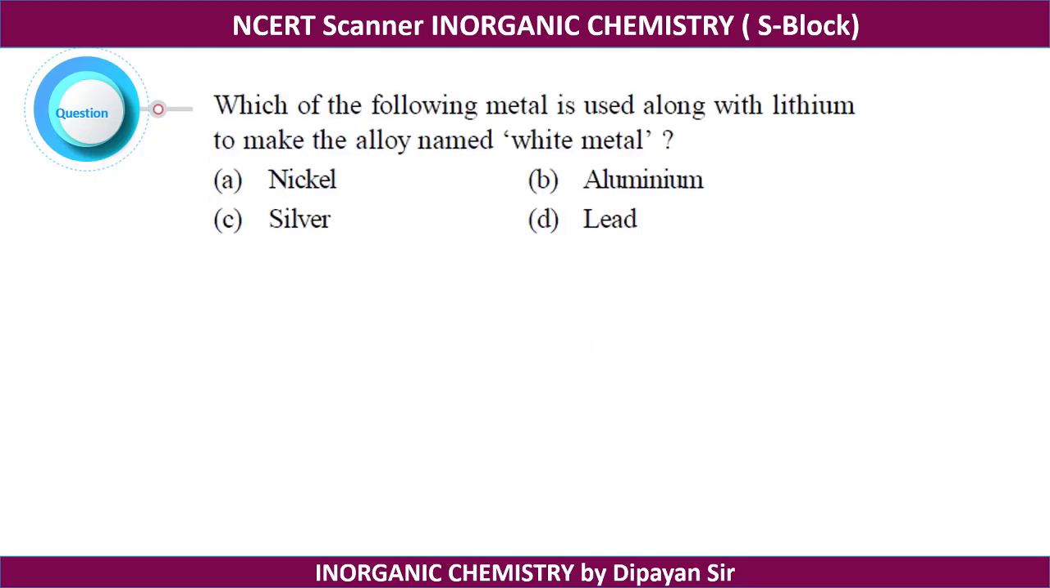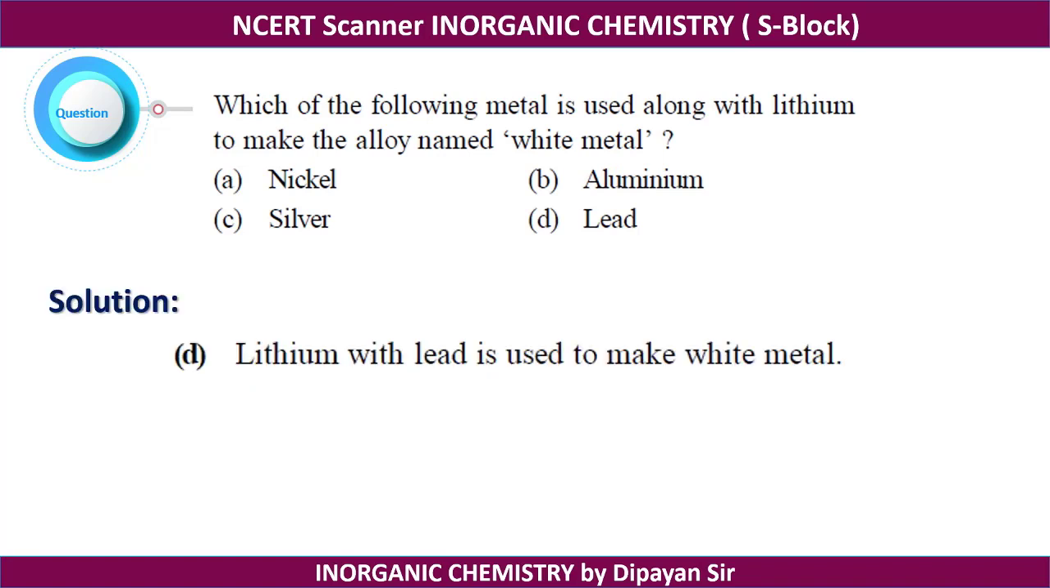Question number 7, which of the following metals is used along with lithium to make the alloy named white metal? The correct answer for this question is D, that is, if we add lead to make the alloy, it will be known as white metal.